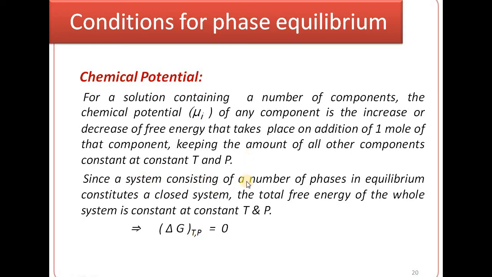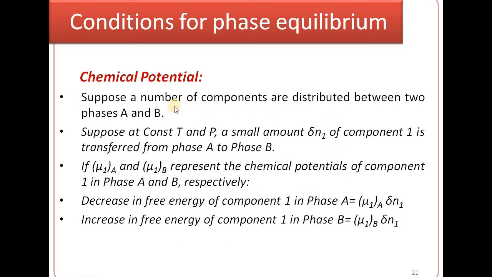Now, a number of phases in a heterogeneous system in equilibrium constitute a closed system. So the total free energy of the system should remain the same at constant temperature and pressure. So the free energy change at constant temperature and pressure will be equal to 0 for such a system. So how do we come to the conclusion? Suppose a number of components are distributed between two phases A and B. Suppose at constant temperature and pressure, a small amount of component 1 is transferred from phase A to phase B.